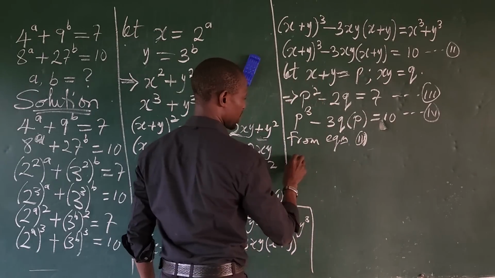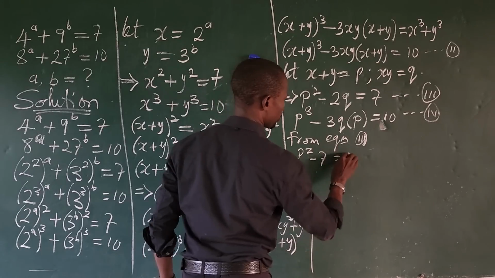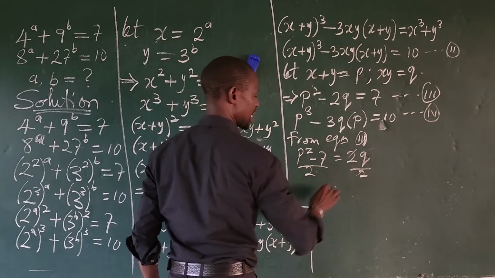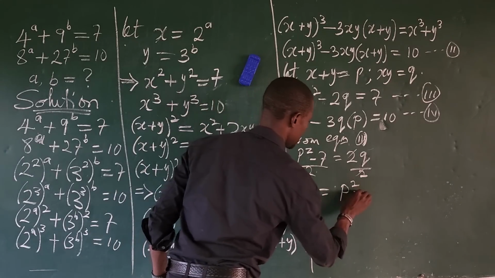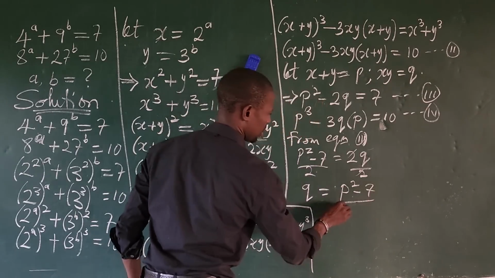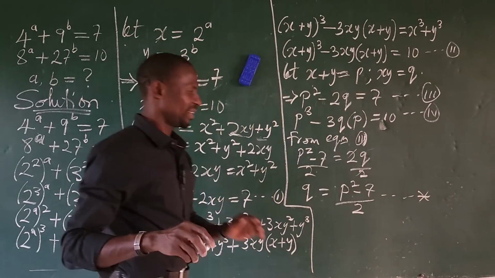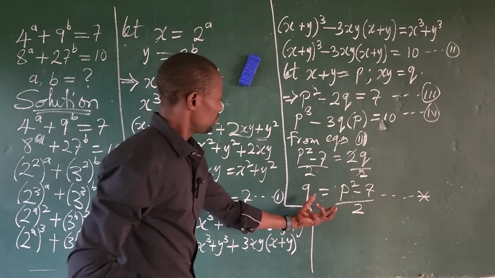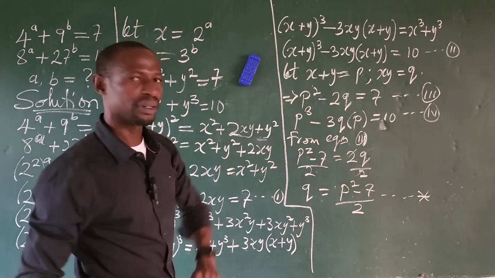So this will now give us p squared minus 7 equals 2q. Divide by 2, divide by 2. Cancel. So we have q equals p squared minus 7 all over 2. Let's give this equation star. Now from equation star, put equation star into equation 4.